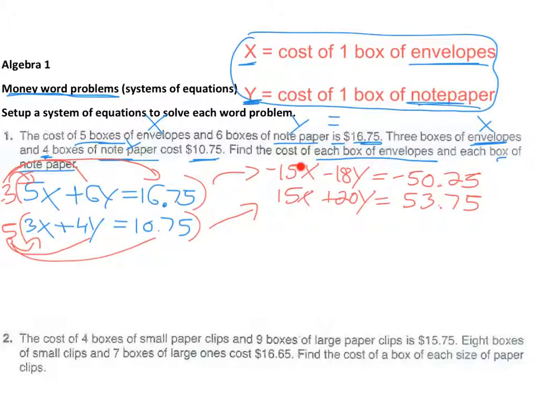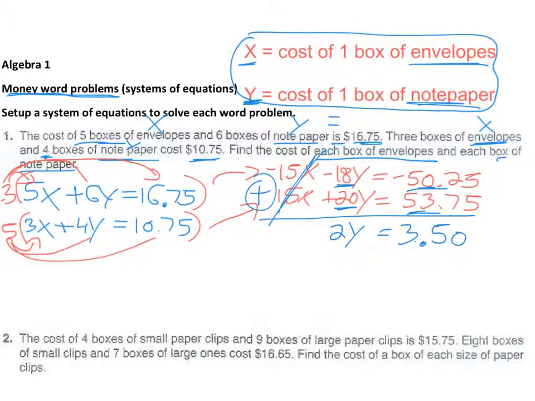All right, now we're ready to go because these are opposites. These are going to eliminate, okay? And then we can add this up, and solve for y. So put this in blue. These cancel when we add. And then -18 plus 20 is 2, so we have 2y. When we add this -50.25 plus 53.75, that's going to give us 3.5 or 3.50.